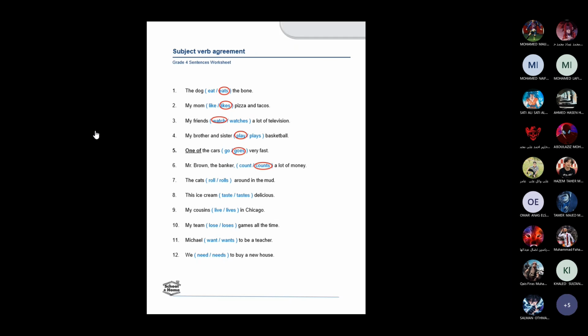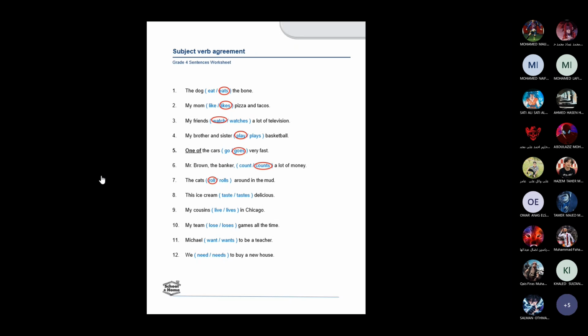Very good. So because the noun or the subject, cats, here ends in S, guys, the verb must be without S. Only one S is needed, either with the subject or with the verb. That's it. So it will be roll.